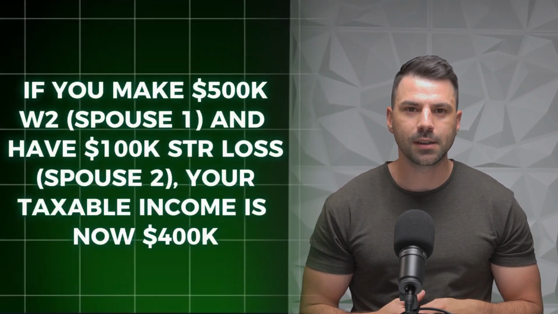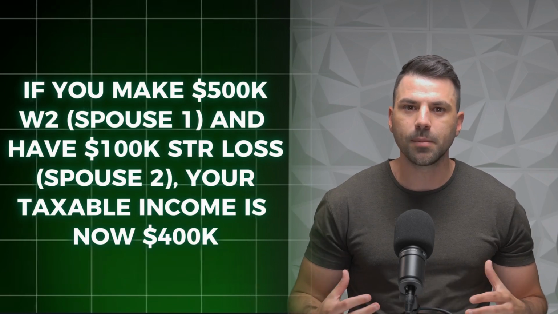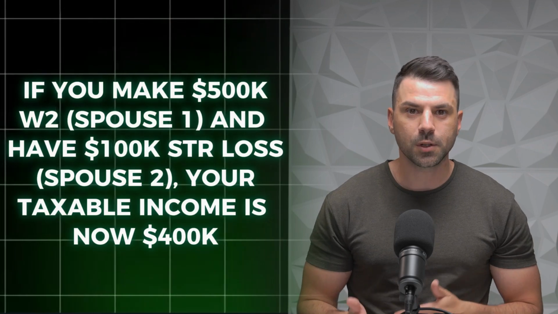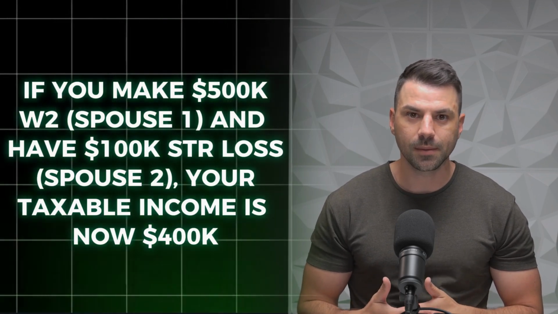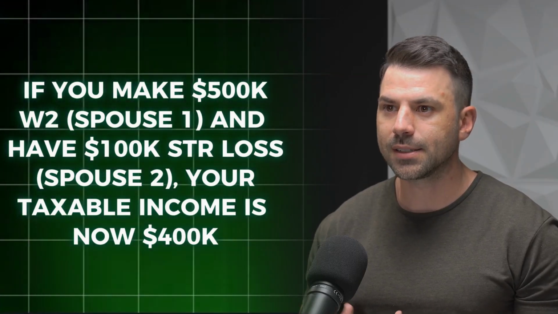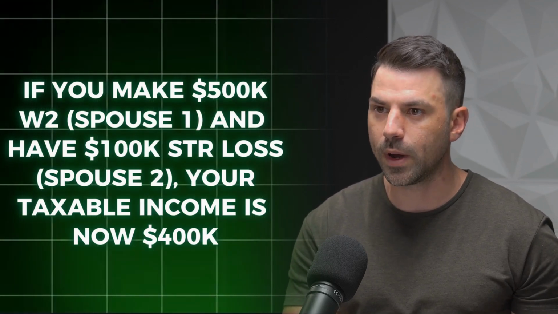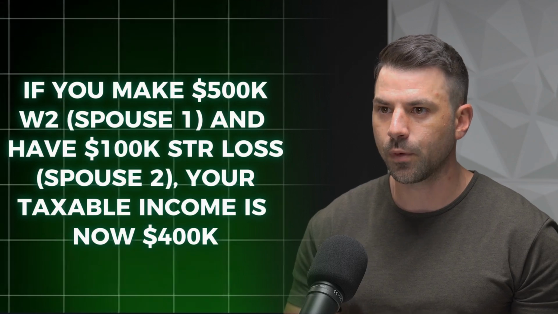But now if we go back to our example where spouse one makes $500,000 and maybe spouse two doesn't meet real estate professional status, right? But they decide to buy a short-term rental, and that short-term rental creates losses of $100,000. As long as they materially participate, they can take that $100,000 loss, offset the $500,000 in W-2 income, so they're only paying tax on $400,000.